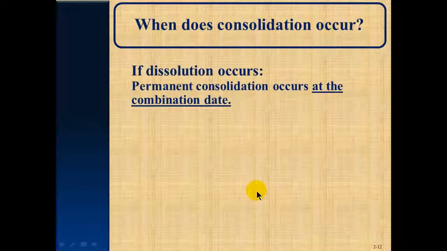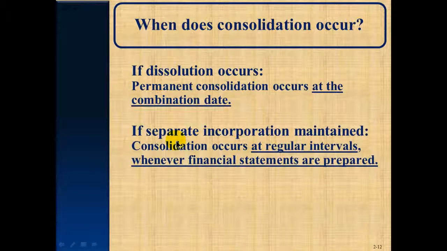So when do you do this? Well, as I said, if you're going to dissolve that acquiree, you're going to do it at the combination date and you're done. You don't have to keep repeating it. Now, if you're going to maintain that investee as a separate entity, you're going to have to do this at regular intervals whenever you prepare financial statements.